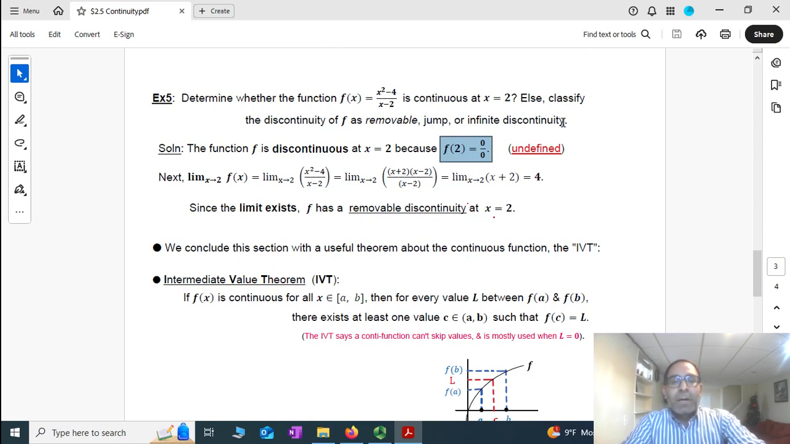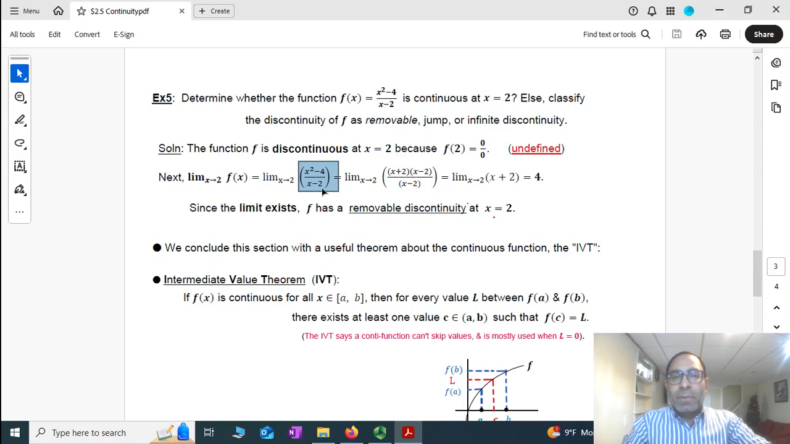Now for the second part, if it is removable, then let's compute the limit to see whether or not the limit of that function as x approaches 2 exists. So next let's compute the limit here. The limit of the given function as x approaches 2 equals to here. We cannot plug in x equals 2 directly because this gives us a 0 over 0 form.